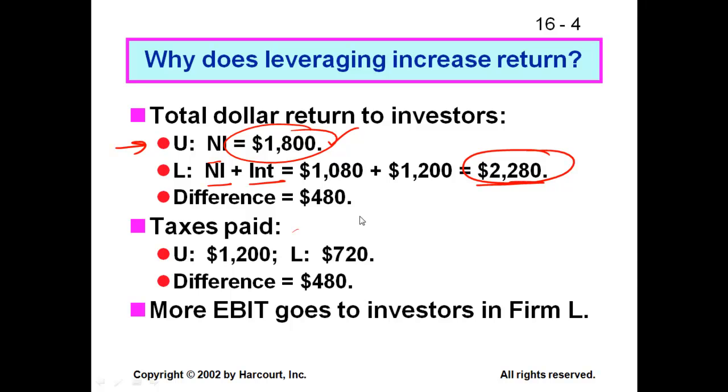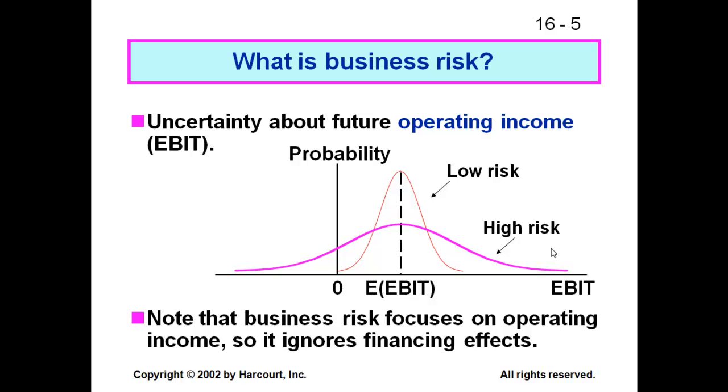By paying the debt holders first in the levered scenario, what have we done? We have reduced the amount that we need to pay the government, i.e. we have reduced taxes. So this indicates a benefit of leverage, where you have managed to reduce the money that goes to the government. So more EBIT goes to investors in firm L. We'll stop over here.